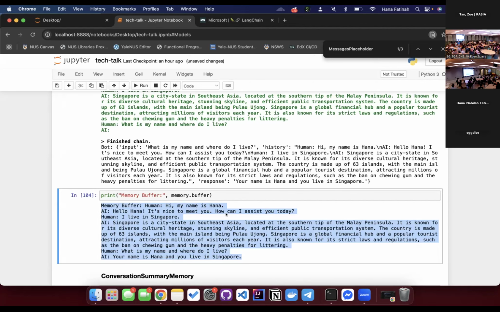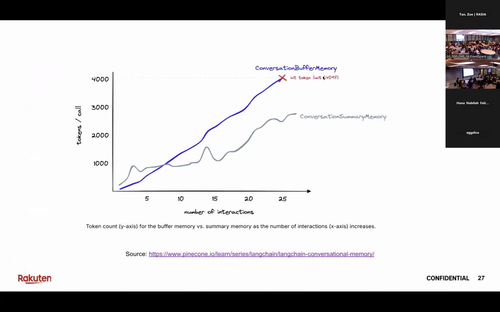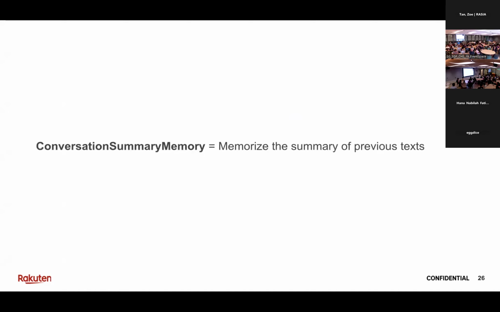But of course, there are limitations to this. The biggest limitation is that because we keep sending the previous chat history, it is possible for us to hit the token limit. For instance, for GPT-3.5 Turbo, the limit is around 4,097 tokens. So that's not very good if we want to have very lengthy conversations. An alternative to that is conversation summary memory.